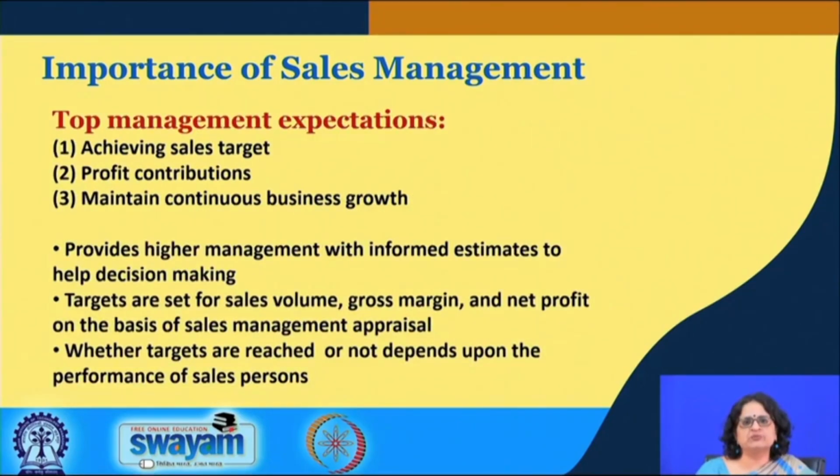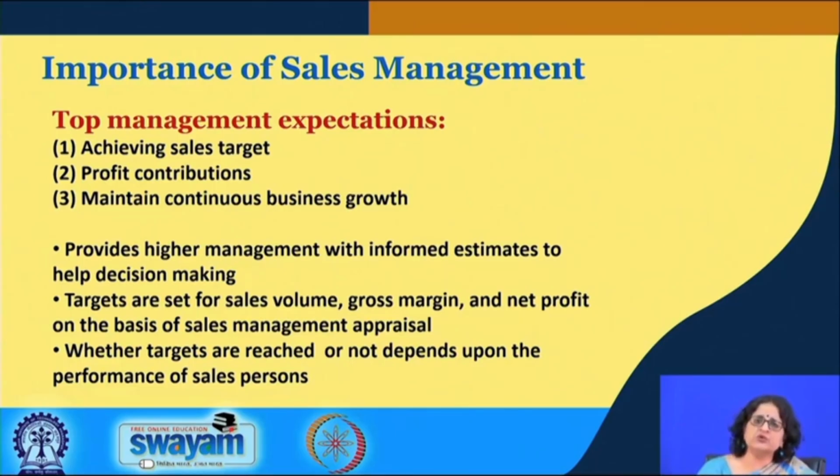So what are the top management expectations? The top management expectations are that the salesman is able to achieve the sales targets, contribute to the profits of the organization, and maintain a continuous growth for the organization. So the sales force, or the sales management here, is allocated certain targets or quotas, and the attainment of these quotas or targets helps the organization earn profits and continual business growth.